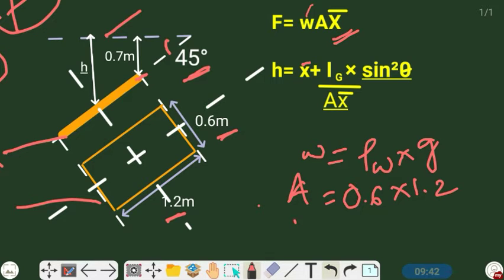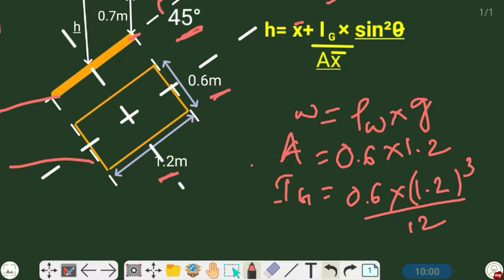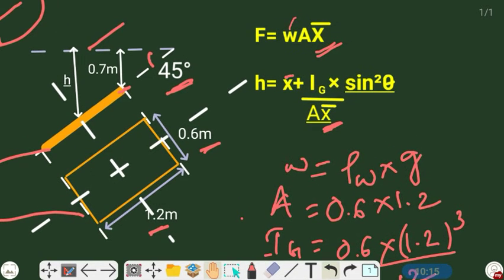Ig we know, it will be BD cubed by 12, so it will be 0.6 into 1.2 cubed by 12. So Ig we know, theta we know, that is 45 degrees, A we also know, and x bar we need to find out. All the things are very clear, but we need to find this x bar because it is used in both expressions. So first we need to find x bar.